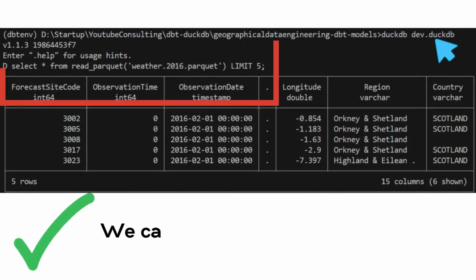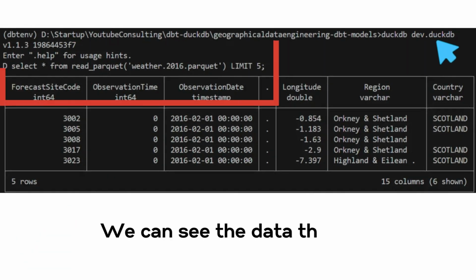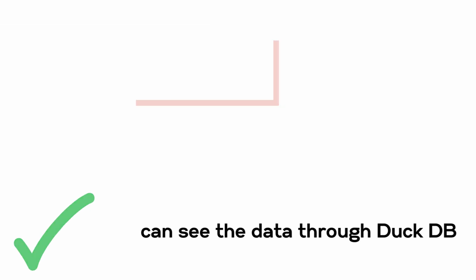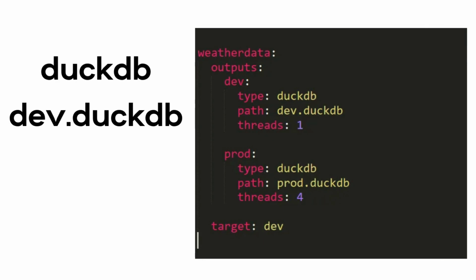Okay, let us write duckdb dev.duckdb to open the DuckDB command line, and let's write the query select star from read_parquet limit 5 to see if we can see the downloaded data. The name of the file is weather.weather.2016.parquet, and we are successful in seeing the data through the DuckDB command line. The reason that we used duckdb dev.duckdb is that while creating the project, it automatically created a profile for us.